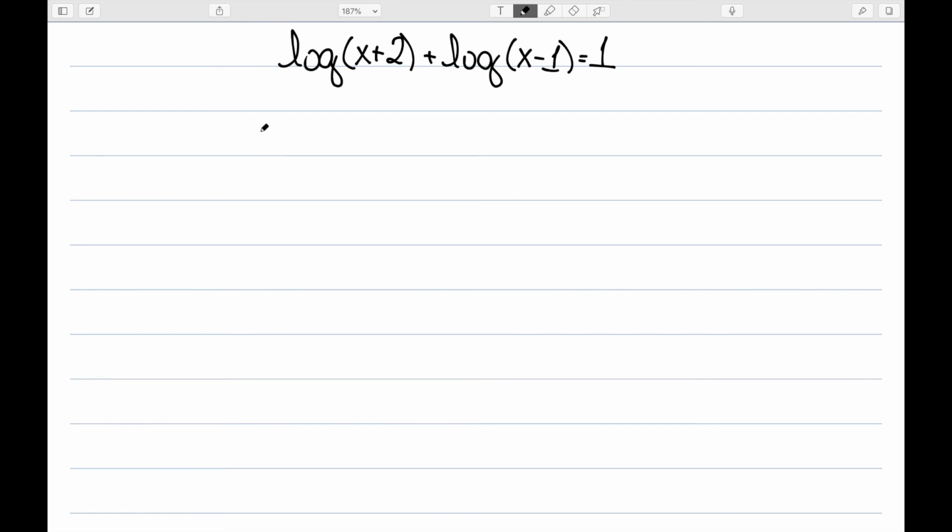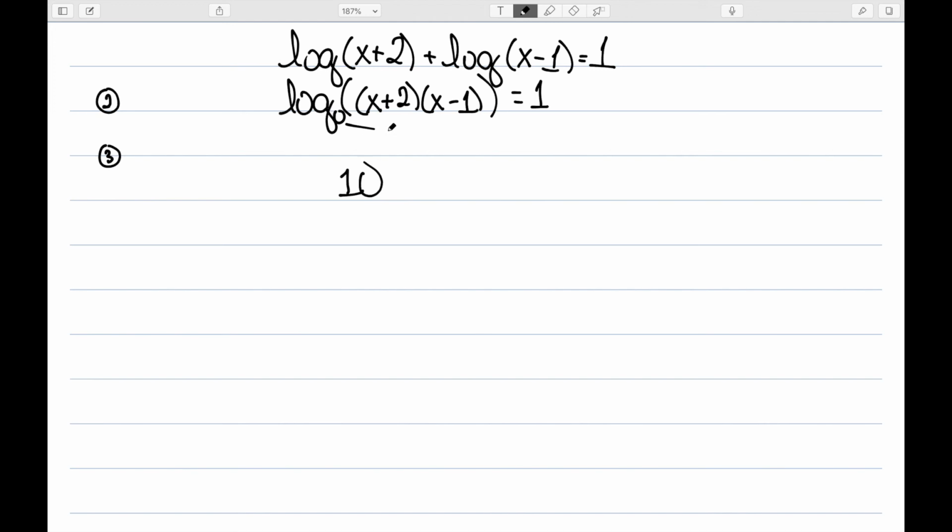Here I have log of x plus 2 plus log of x minus 1 equal to 1. We do have our logarithms on one side by themselves. However, we do have 2 of them, so I'm going to move to step 2, and it says to combine them. Adding means I multiply, so I have log of x plus 2 times x minus 1 equal to 1. Moving to exponential form, since I don't have a base here, it's base 10 to the 1st power is equal to x plus 2 times x minus 1.